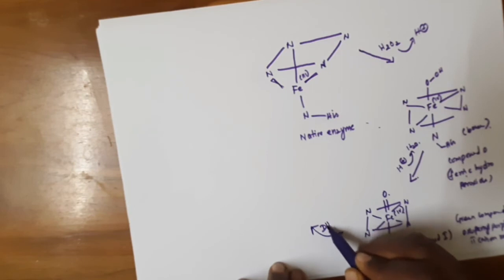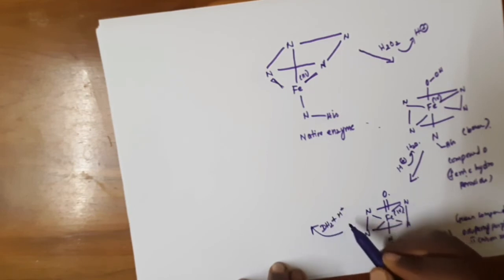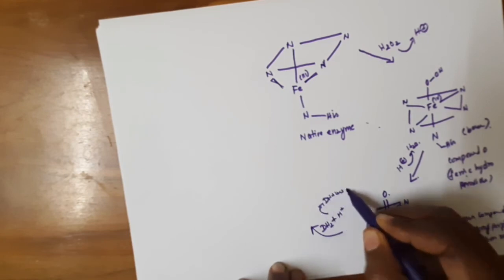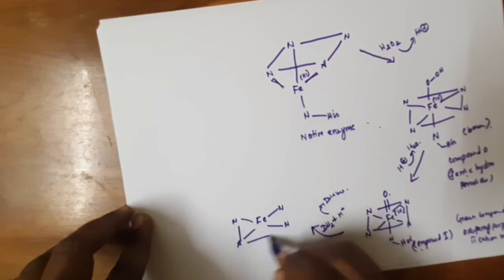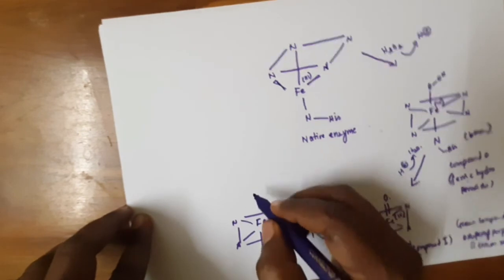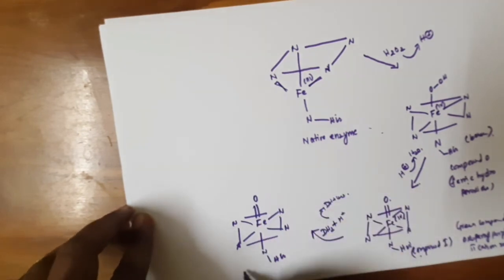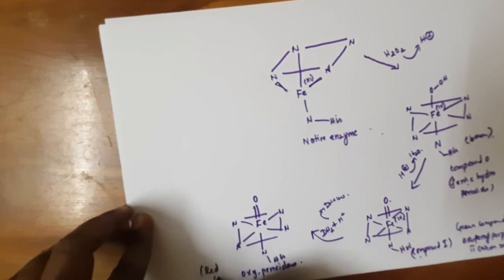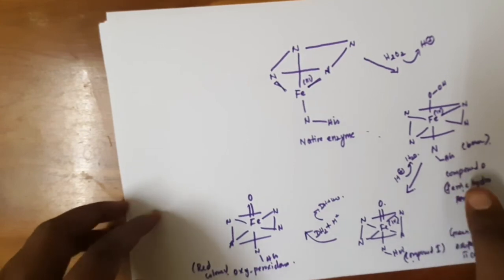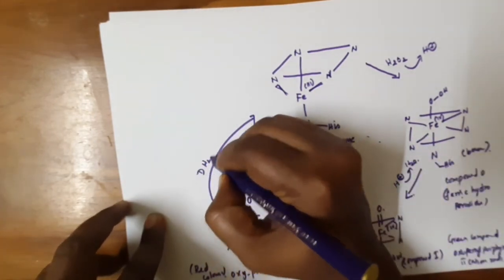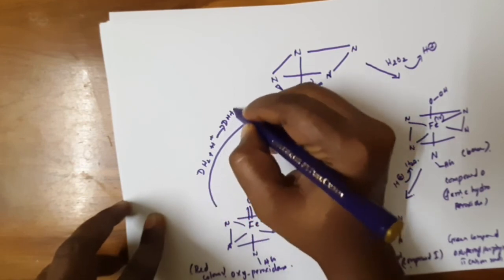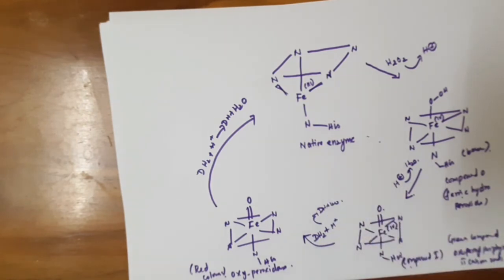After that, when you add the reductant substrate, it converts to oxyperoxidase, which is red color, deep colored. So after the reduction of the substrate, with the remaining water molecule, it forms the native enzyme. So this is about the mechanism of the peroxidase enzyme.